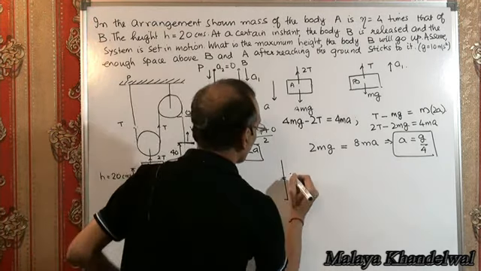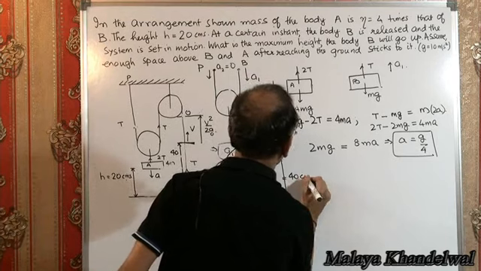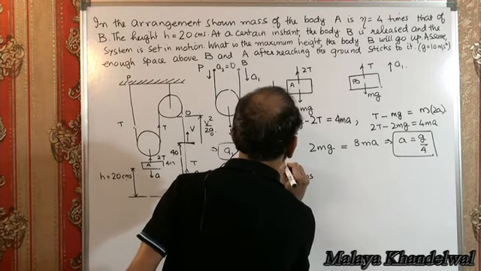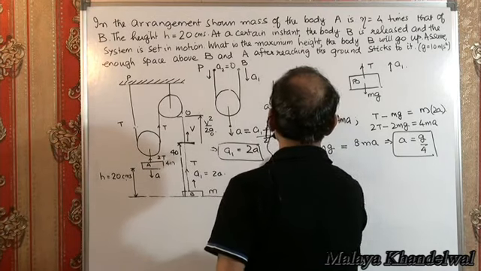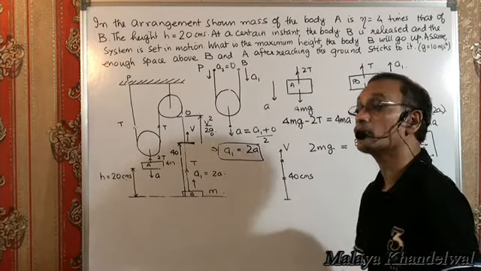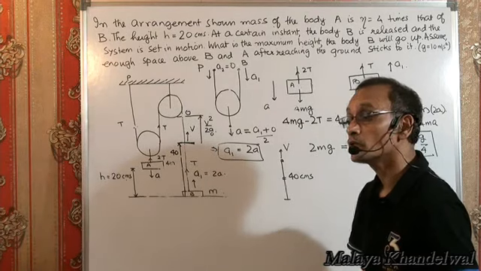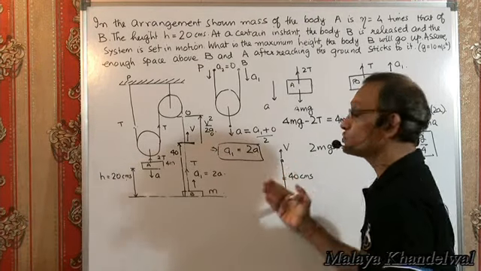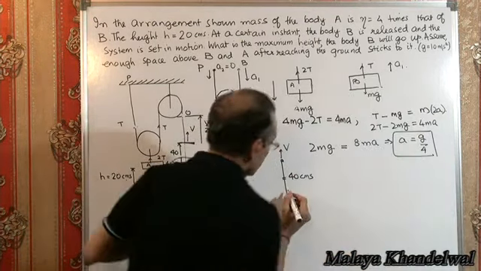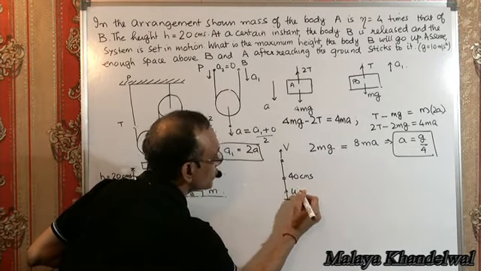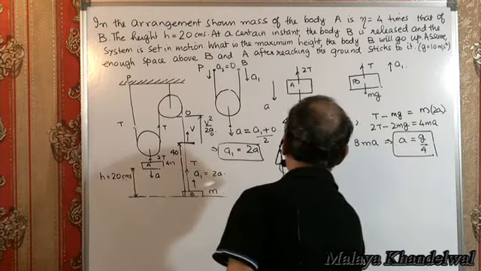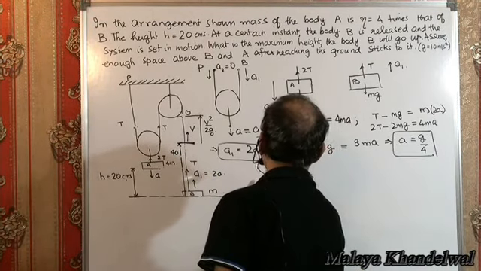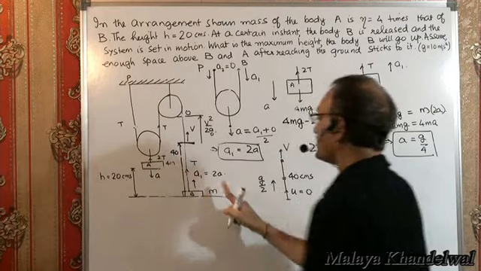It gets to a height of 40 centimeters. By the time B reaches 40 centimeters, it would have acquired a velocity V. How does one find this velocity? V square minus U square is 2as, right? Its velocity when it started was 0. Its acceleration is 2a. 2a means g by 2 upwards is its acceleration. Yes or no? 2a is its acceleration.